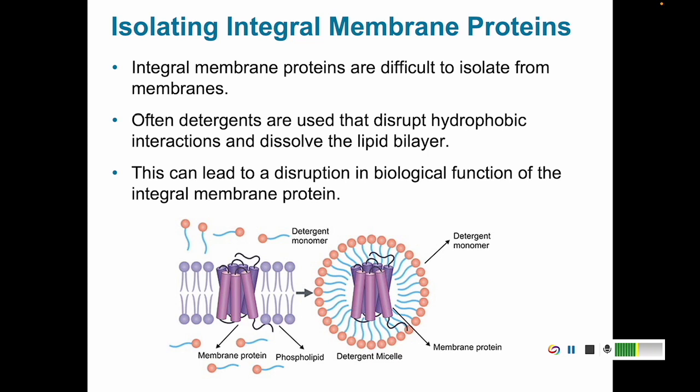To isolate an integral membrane protein, you're usually going to need to use a detergent. A detergent is something that will disrupt that lipid bilayer. So here's your lipid bilayer, here's your transmembrane protein, here's your detergent, and it forms this little micelle, this little detergent bubble around your protein so that it is pulled out of that membrane. This also means when it's pulled out of the membrane, its function is probably going to be distorted. Its shape may be distorted a little bit.